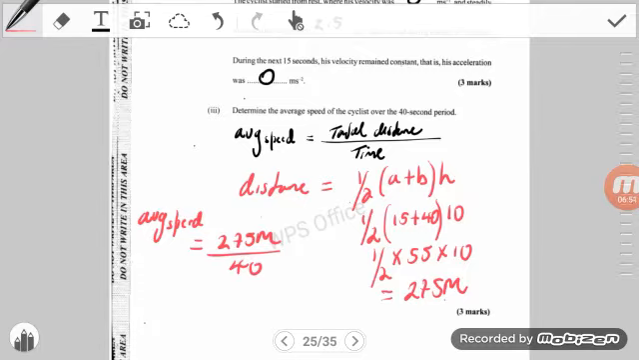And if we go on our calculators to calculate 275 divided by 40, that is equal to 6.87 meters per second. Alright, and that is the average speed traveled by the cyclist over the journey of 275 meters. Okay, so hopefully you guys got that. We're going to move on to the next question.